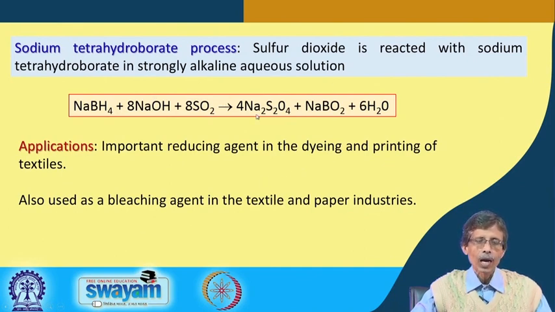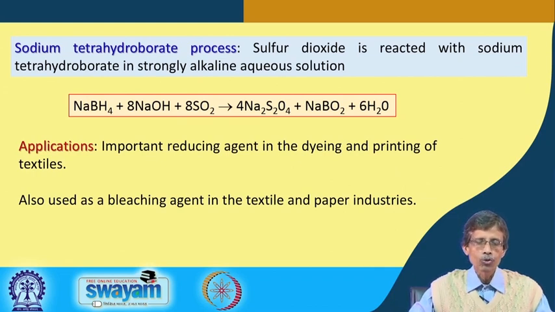And this dithionite, Na2S2O4, has huge applications, and we should know them, because all the time what we are looking for is how industrially, on a big scale, we can produce this material, and what are the areas where it can be useful. So, application wise, it is an important reducing agent in the dyeing and printing of textiles, where all the time we require some reducing agent for coloring the textile material or the printing material.